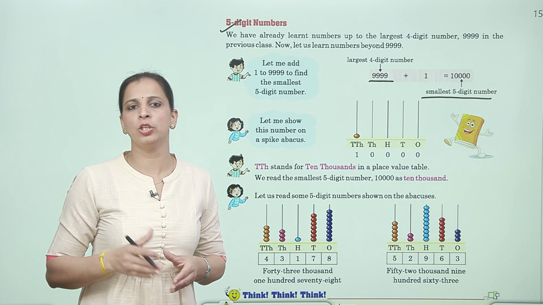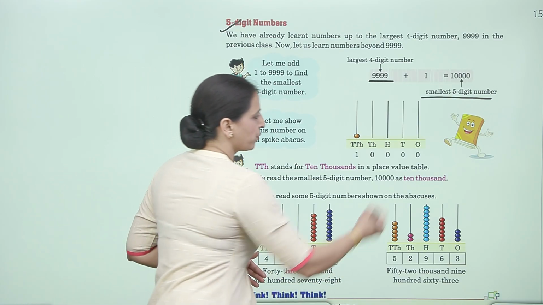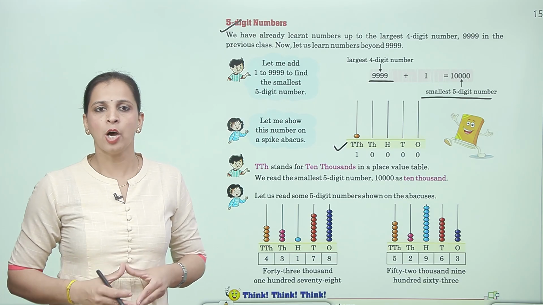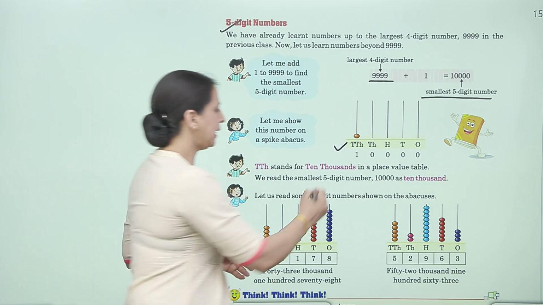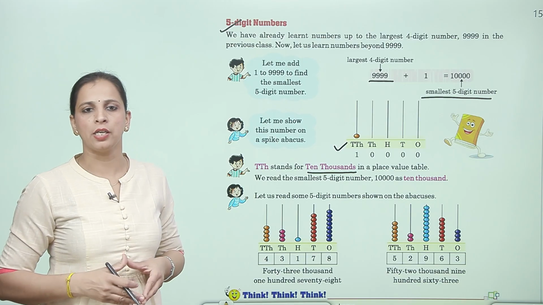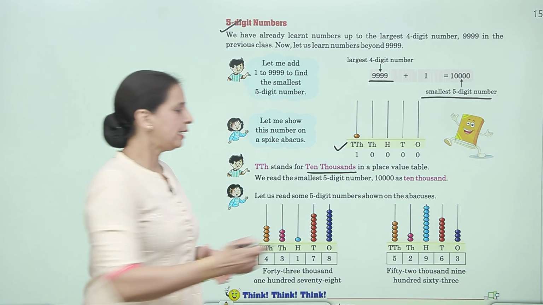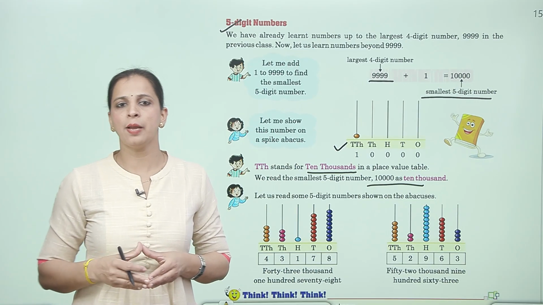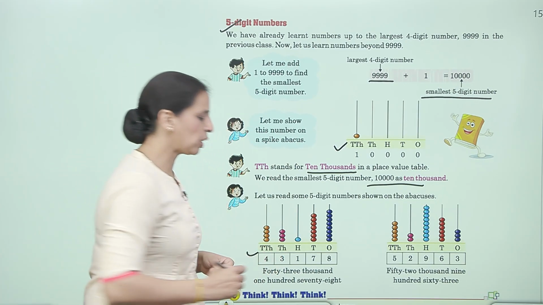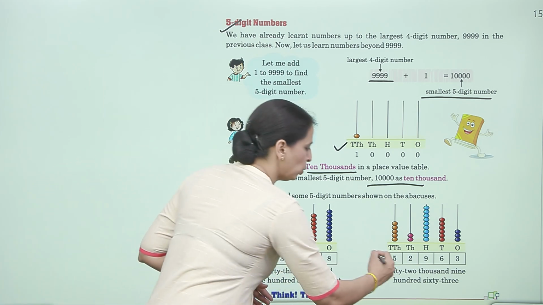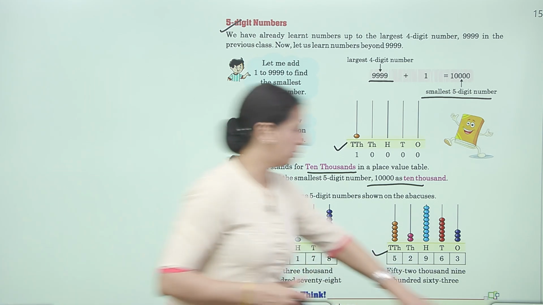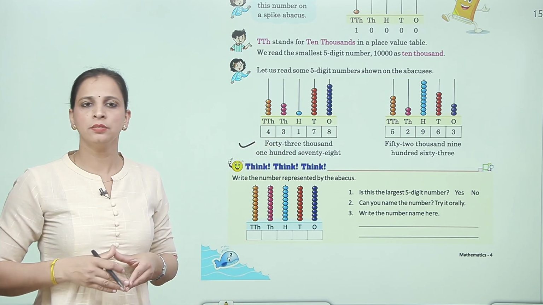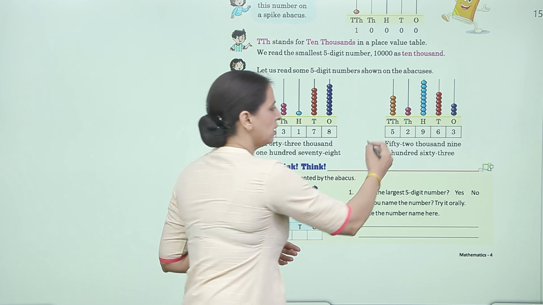Let me show this number on a spike abacus, that is 0, 0, 0, 0 and 1. 1 at 10,000's place. Now, TTH stands for 10,000s in a place value chart. We read the smallest 5-digit number as 10,000. Let us read some 5-digit numbers shown on the abacus, that is 43,178 and 52,963.